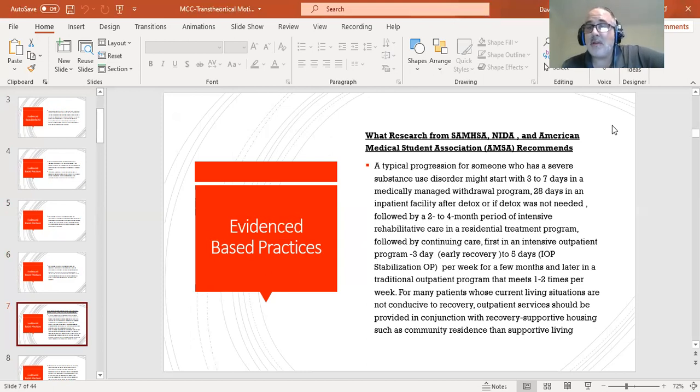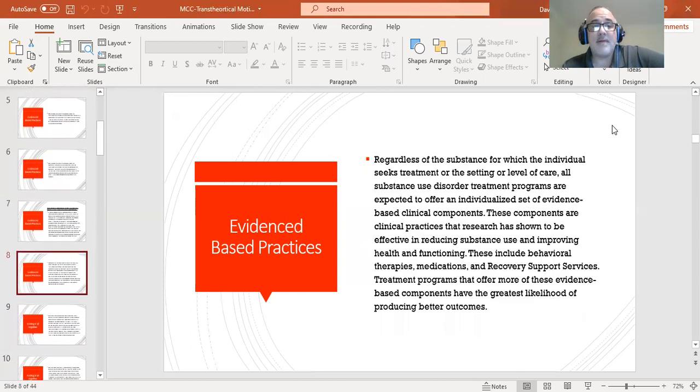For many patients who currently live in situations that are not conducive to recovery, outpatient service should be provided in conjunction with recovery support housing, such as community residences, then supportive living. Regardless of the substance for which an individual seeks treatment or the setting or level of care, all substance use disorder treatment programs are expected to offer an individualized set of evidence-based clinical components. These components are clinical practices that research has shown to be effective in reducing substance use and improving health and functioning. These include behavioral therapies, medication (MAT), and recovery supports, such as peer services. Treatment programs that offer more of these evidence-based components have a greater likelihood of producing better outcomes.